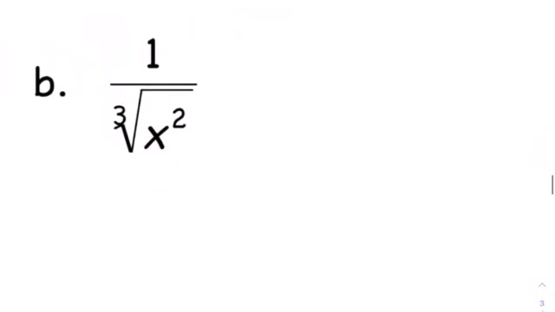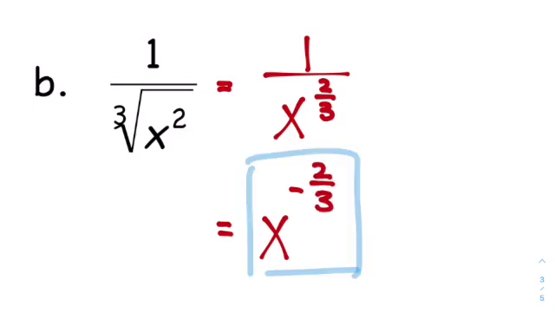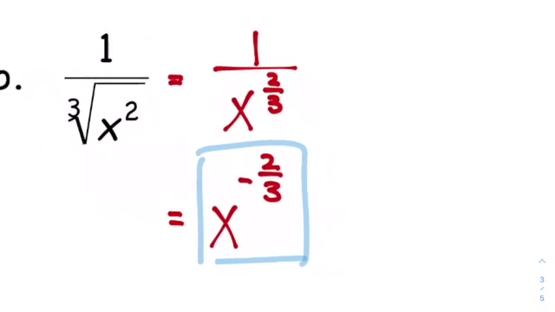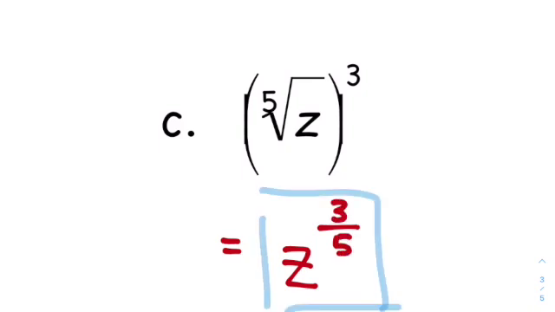Let's try letter B. It's 1 over x to the 2 over 3. Because that's in the denominator, we can definitely flip it to make it x to the negative 2 over 3. And that will be your answer. The reason you need to know how to flip back and forth like this is that eventually we're going to do all kinds of different things with exponents. So you need to know how to flip back and forth. The next one, C: for z, 5 is the index number, goes on the bottom. 3 is the exponent, goes on top. And that is it, z to the 3/5.